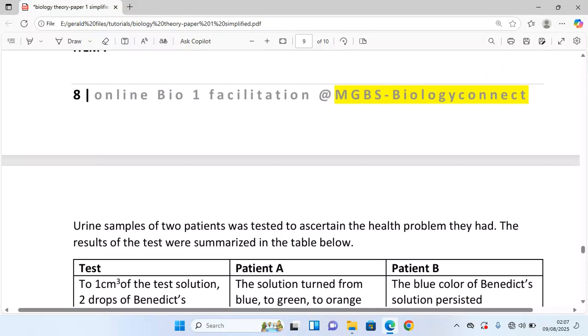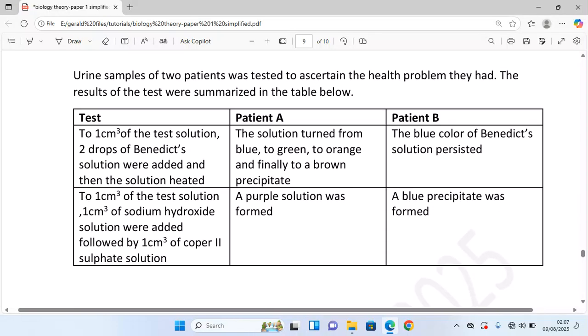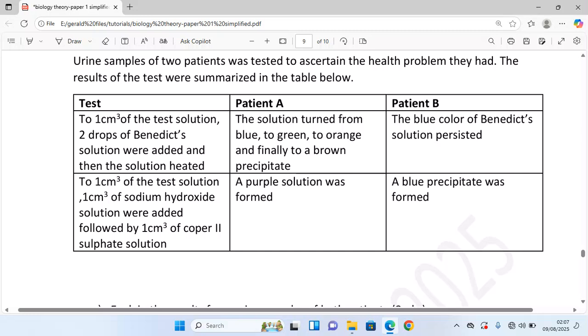Item 7 is extracted from the concept of urinalysis, but at the level of our students, where we test urine samples, testing the health of the kidneys. We have two tests. One, the Benedict test for reducing sugars, that is testing for the presence of glucose in urine, and then the Biuret test, using copper II sulfate and sodium hydroxide, testing for the presence of proteins in urine. Here we see observations for patient A: the solution turned from blue, green, orange, and finally to brown. That is the Benedict test for reducing sugars.